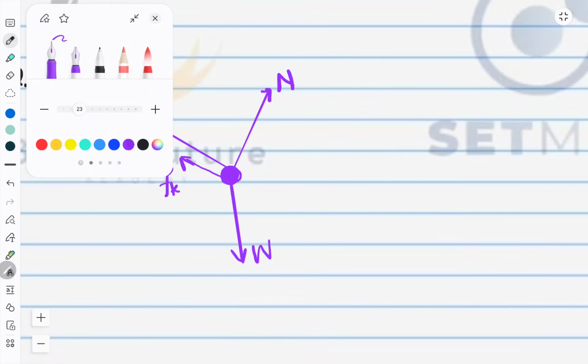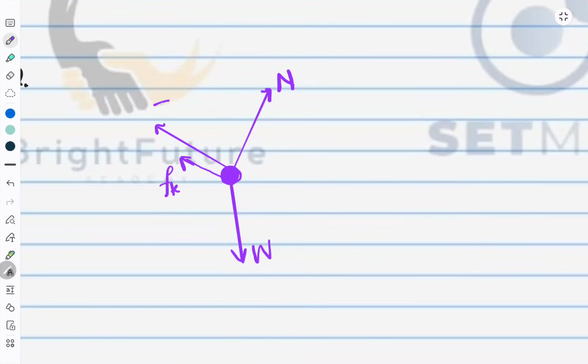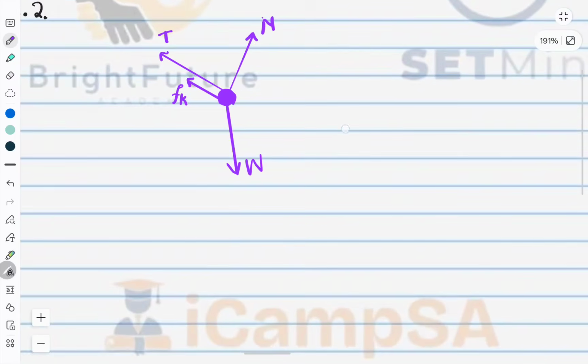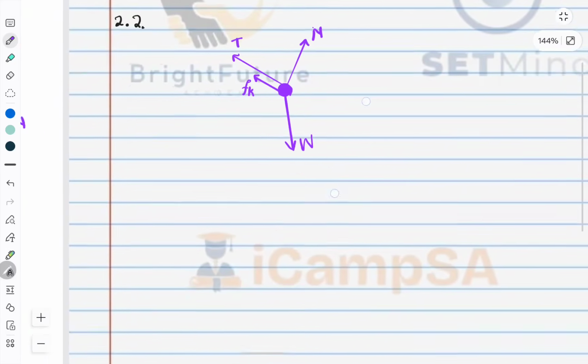So let me see if I can fix it. Must look nicer. Well, sort of nicer. That's Fk, the kinetic frictional force. That's my normal force. Like I said, you can either make it N or Fn, it's up to you. So this is how the free body diagram would look like.